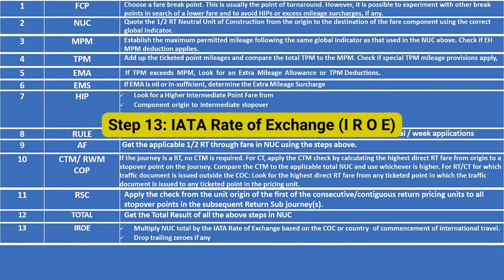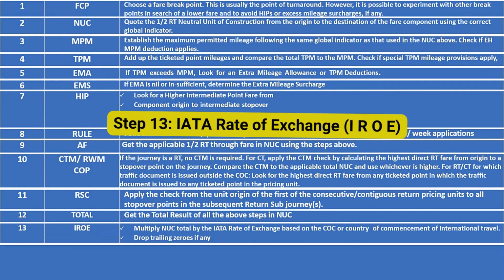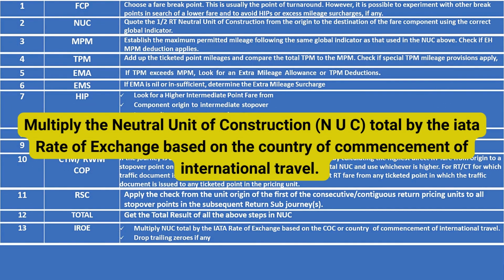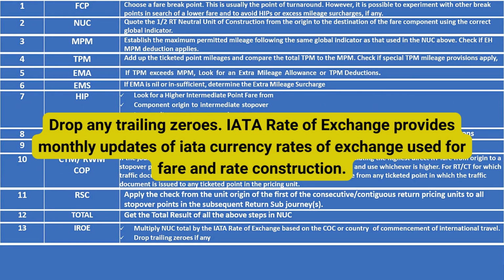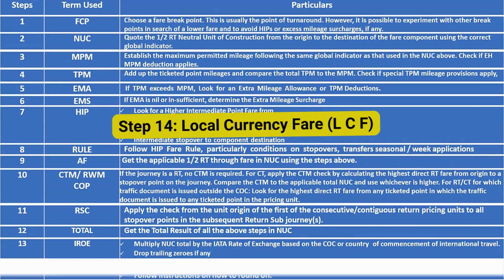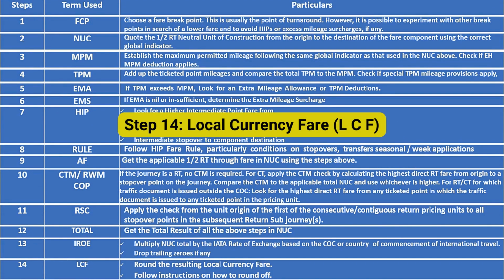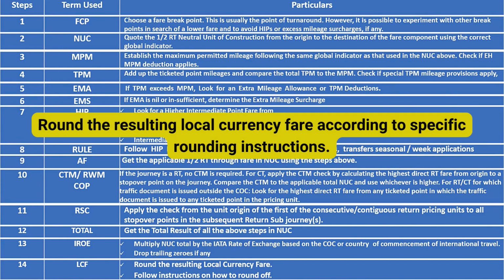Step 13. IATA Rate of Exchange, IROE. Multiply the neutral unit of construction, NUC, total by the IATA rate of exchange based on the country of commencement of international travel. Drop any trailing zeros. IATA rate of exchange provides monthly updates of IATA currency rates of exchange used for fare and rate construction. Step 14. Local currency fare, LCF. Round the resulting local currency fare according to specific rounding instructions.